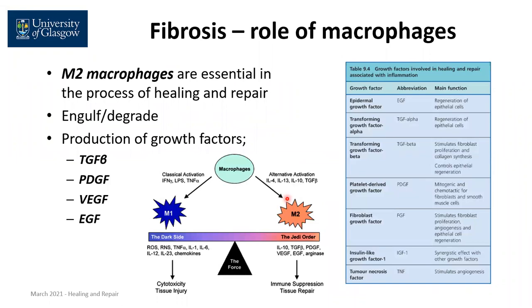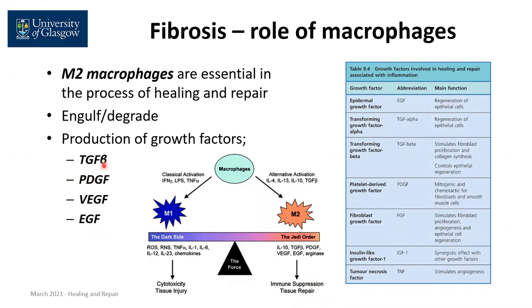As I've said, macrophages play an important role in this process, and they're essential in healing and repair in general. These M2 macrophages, which you should know by now, are generally known as your anti-inflammatory macrophages. Not only do they produce anti-inflammatory cytokines, such as interleukin-8, but they also produce growth factors. So not only do they suppress the immune system and try and dampen down an inflammatory response, they also drive tissue repair.